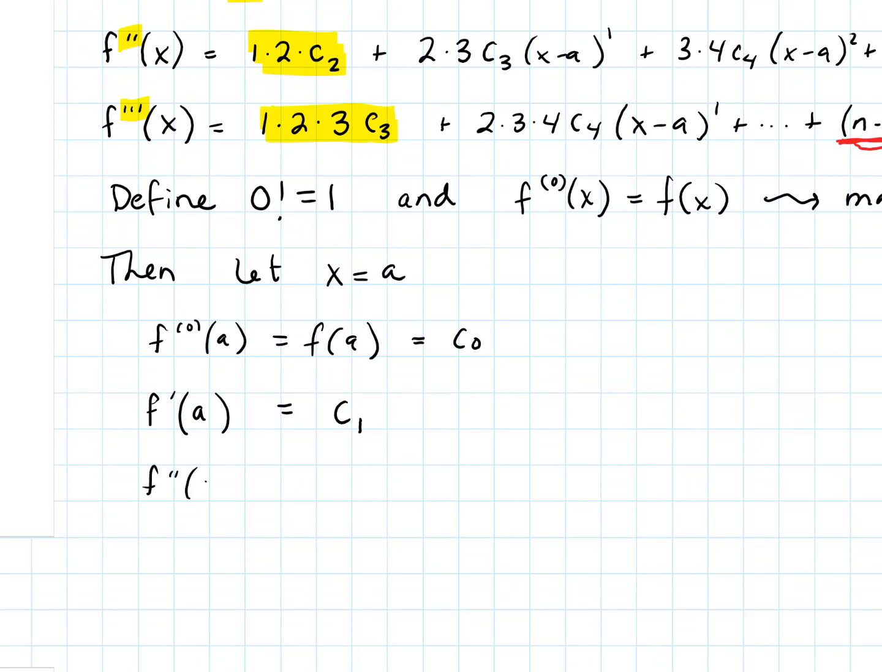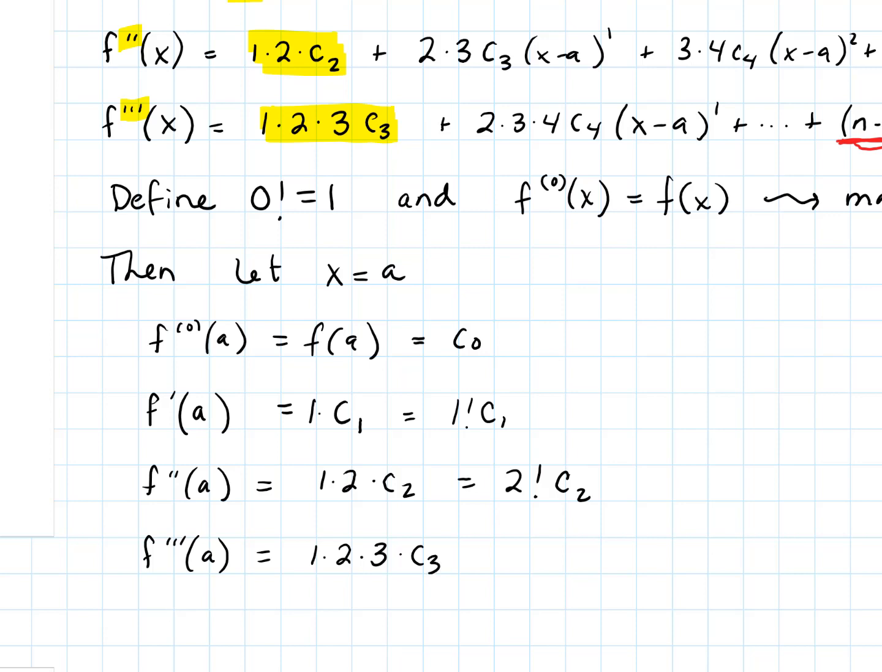When I take the second derivative and I actually plug in a, notice that all of the terms that have x minus a in them still zero out. And so I end up with 1 times 2 times c2. By the way, that's the same as saying 2 factorial. And this one is actually 1 times c1, so let's write that as 1 factorial times c1. And let's take the third derivative. When I plug in a, the third derivative is going to become 1 times 2 times 3 times c3, which of course is 3 factorial times c3.